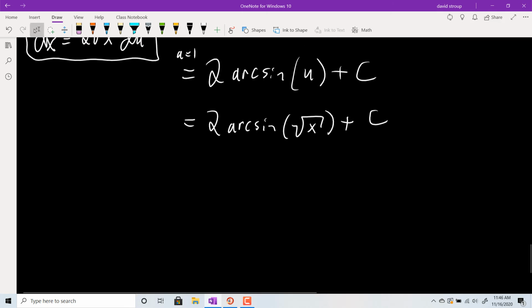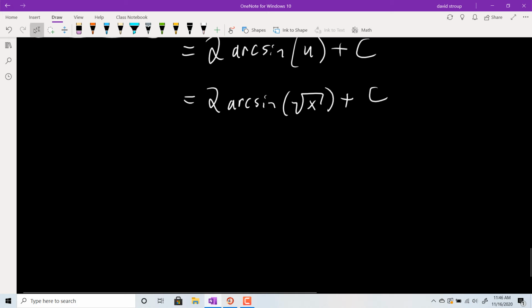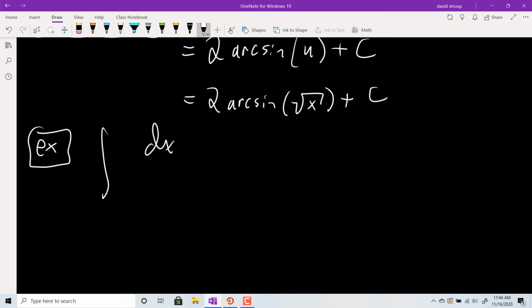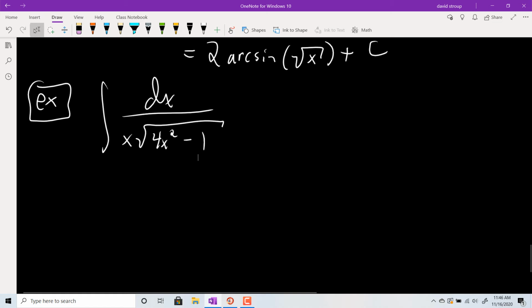Let's look at another guy. I haven't seen anything except arcsines. So let's look at this guy: dx all over x times the square root of 4x squared minus 1. Okay. So clearly, or at least I hope it's kind of clear, this guy is not an inverse tan. It could be maybe an arcsine, but it doesn't really have the u squared minus a squared form on the inside. So it's more likely to be the secant inverse or the arcsecant.